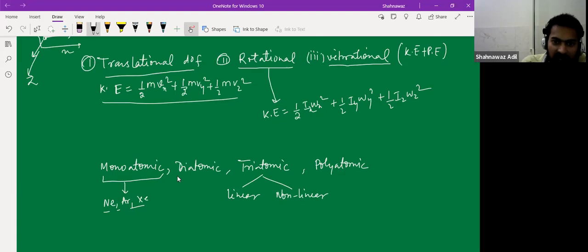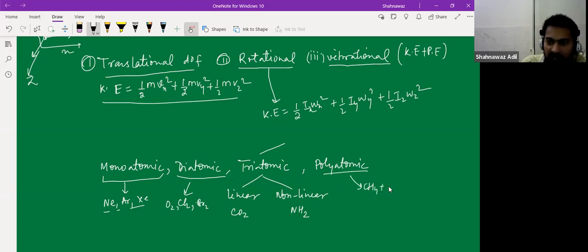And then we have diatomic gases, which are O2, Cl2, and then Br2 and the rest. And then we have triatomic, which is what? CO2 and others. CO2 is linear, and for non-linear, we have NH3. So this is a non-linear example of triatomic gases. And then you have polyatomic, which is CH4 and some others. Right, guys.